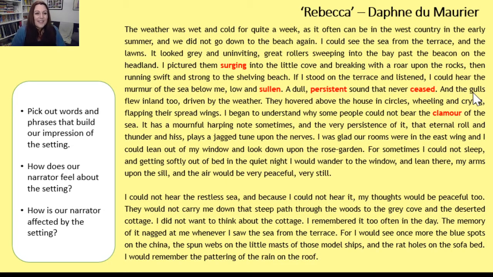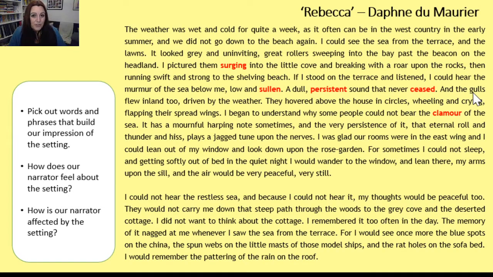Okay, there's our extract. It's very much focusing on the setting, and it is creating a real atmosphere in this novel. So we're going to have a look now at how the writer has created that setting and what they have done, picking out some words and phrases that help to create that atmosphere.